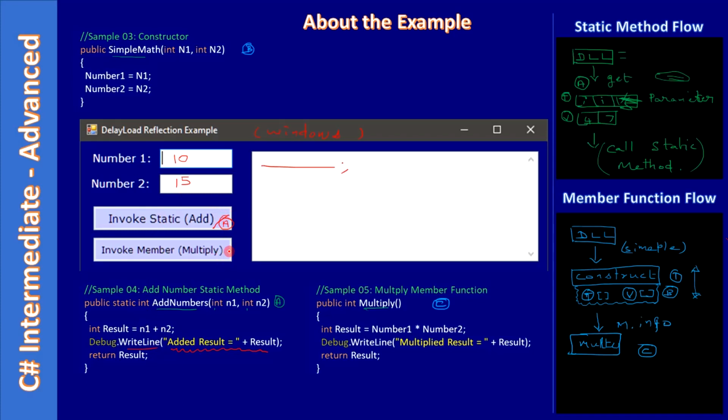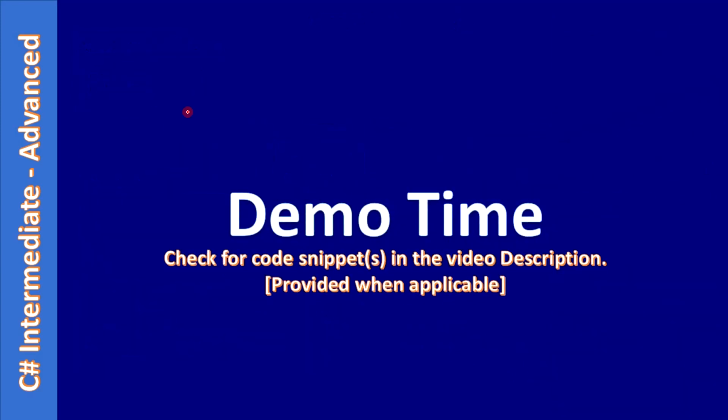Alright, this is for flow A, and here we will be testing the multiply method. So with flow A, we will be making use of only this add number, but with flow B, we will be invoking the constructor, then we will be making a call to the multiply. So both we have to do. That's all. Now we will go to the demo and look at the form design.